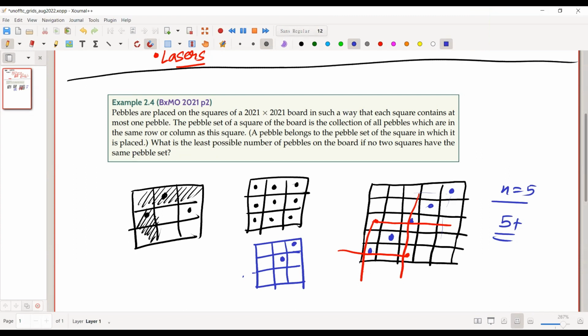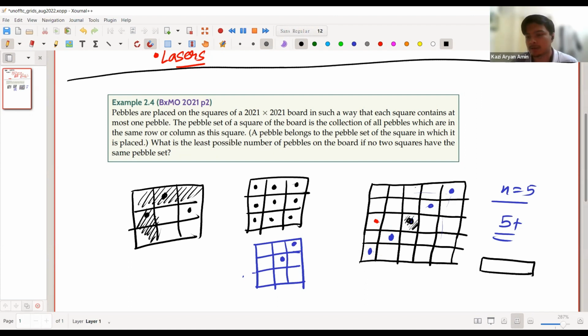But they already have a distinct pebble set, all the pebbles on the diagonal. Suppose you consider this square, right? So its pebble set looks something like this, just this. And for the diagonal, it is distinct. Yeah, for the diagonal it's distinct, we are fine.